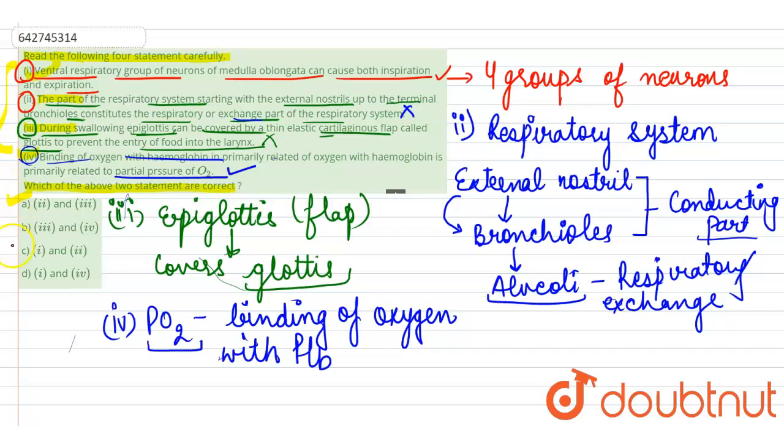Now if we come to the options, option A is 2 and 3. No, this is incorrect because our correct statements are 1 and 4. Then B says 3 and 4, incorrect, and C says 1 and 2. This is also incorrect, and D says 1 and 4. So this is the correct option, that is option D.